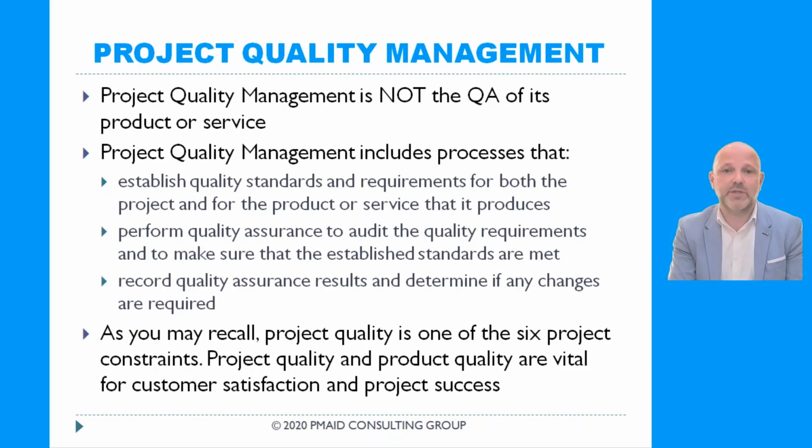Project quality management includes processes that establish quality standards and requirements for both the project and the product or service that it produces. Establish quality standards, right? Perform quality assurance to audit the quality requirements and to make sure that the established standards are met. And record quality assurance results and determine if any changes are required. So basically we plan something, right? We execute something and we control something. We'll see what the quality management processes are.